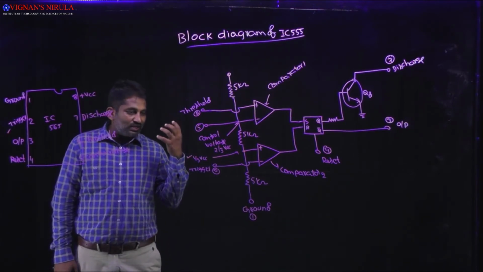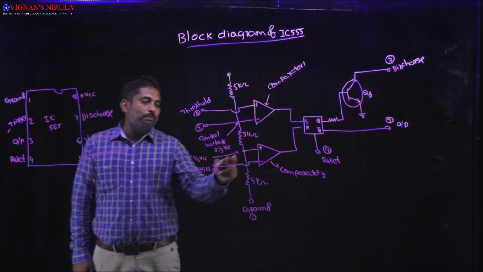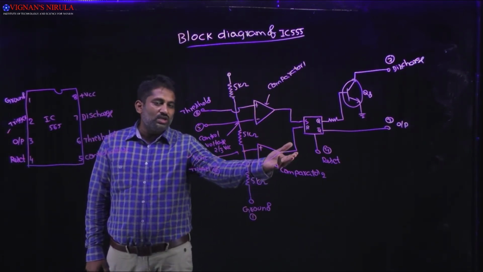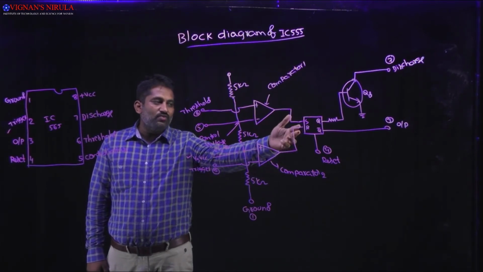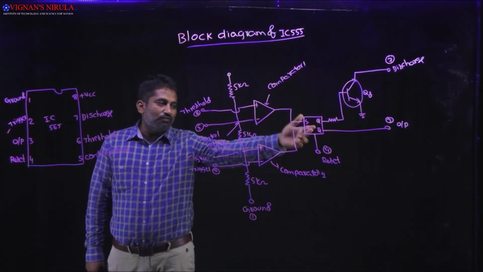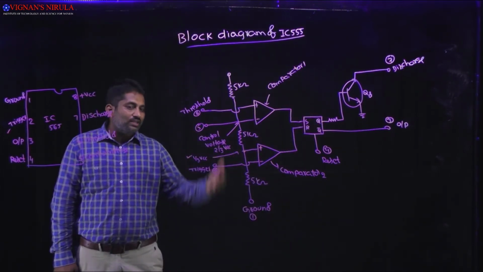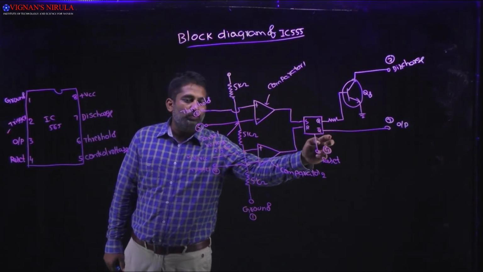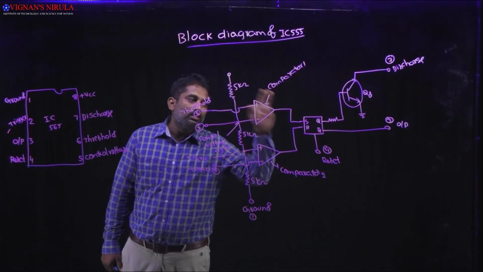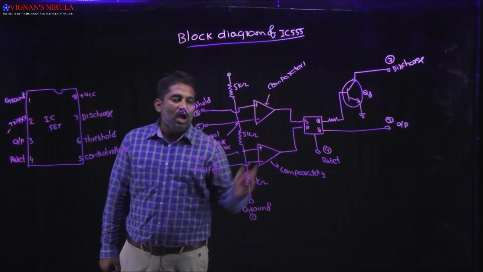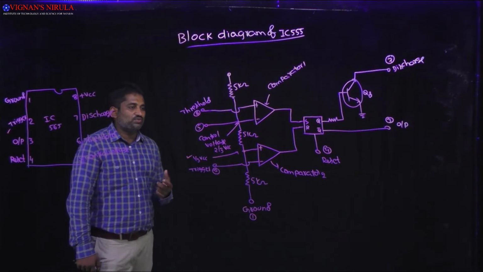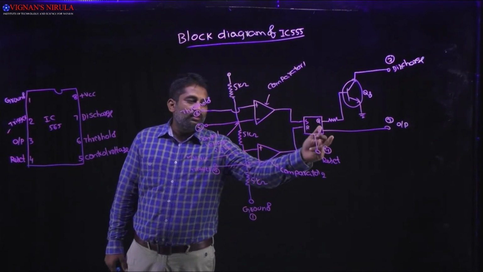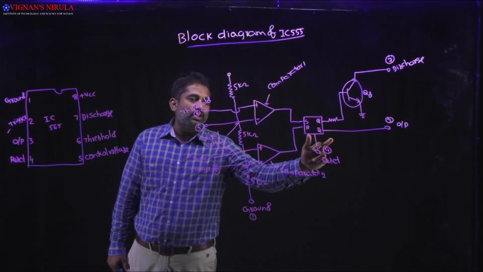Whenever the trigger input is less than 1/3 VCC, then the comparator 2 output will go high. Once it goes high, obviously the output of the flip-flop will go low, and the output of the IC 555 will go high. Why? Because the main output is Q bar, which is the output of the 555, and Q is the output of the RS flip-flop. That's why I am telling you, if the comparator 2 output is high, then the main output of the 555 will be high.